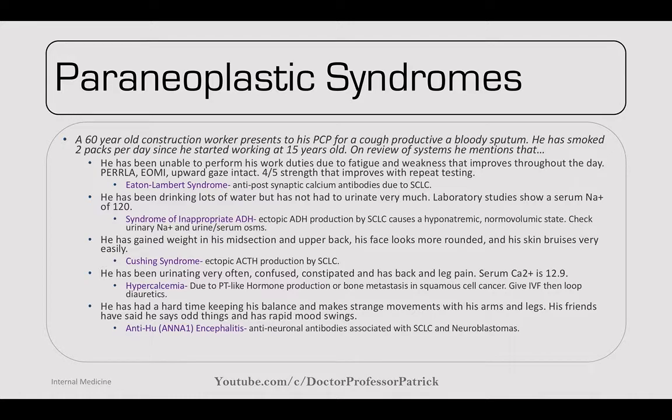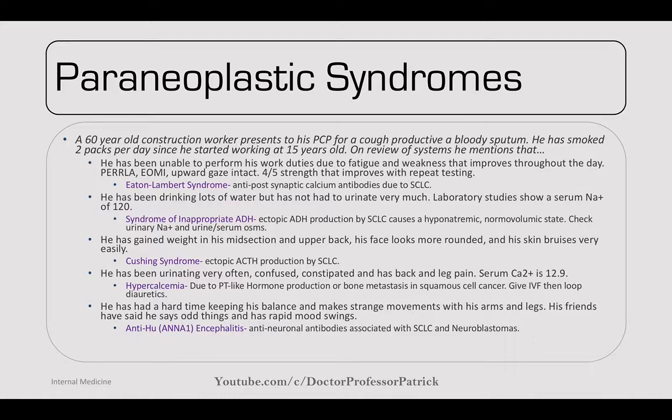So this is Lambert-Eaton syndrome. When you compare it with myasthenia gravis, this is going to improve with use rather than decrease with use. Usually the eye muscles are spared and the upward gaze is intact. So this is anti-presynaptic calcium channel antibodies due to a small cell lung cancer.